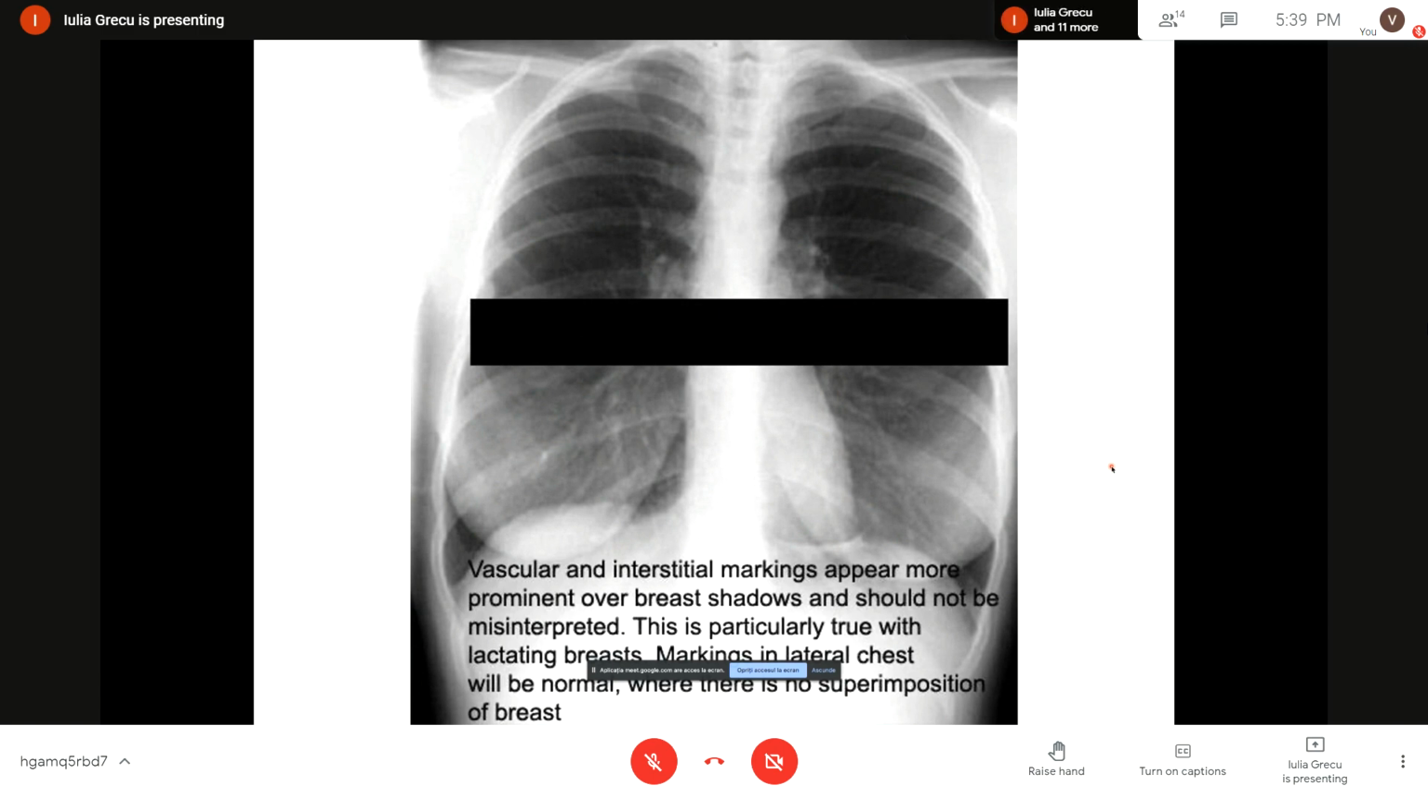Also, it is important to note that sometimes in a patient with surgical intervention, maybe you will not find one of the breast shadows, and that is something that you must report in your result.